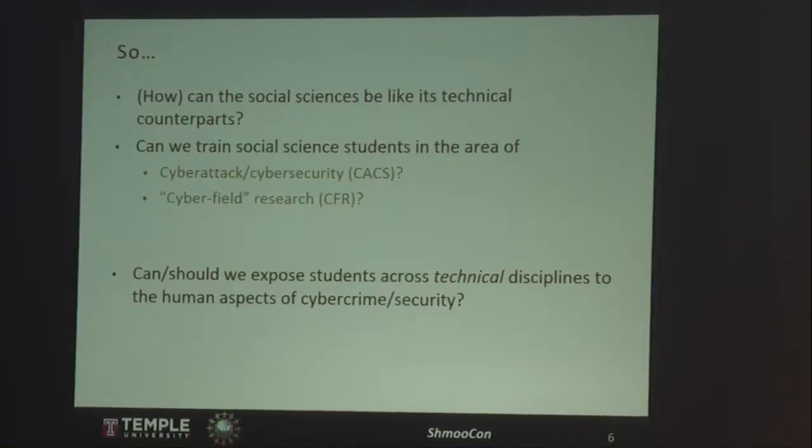So the question then becomes is, can the social sciences be structured a little bit like its technical counterparts, right? Like, can we do something hands-on? How can we do that? What might that look like? Can we train the next generation of social scientists in the area of cyber attacks and cybersecurity, in the area of quote-unquote cyber field research? What does that look like without telling them, hey, go convert and move to a different discipline? Because what's the point then of the social sciences, right?